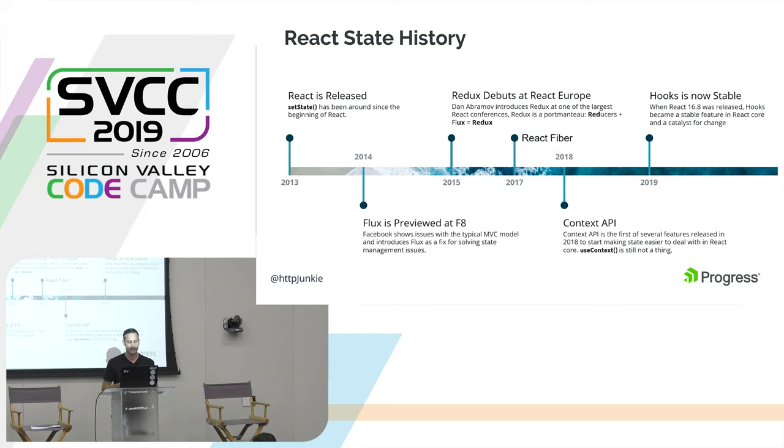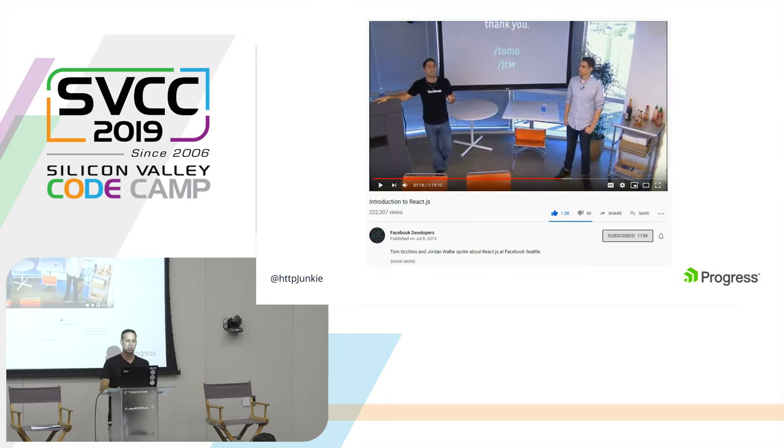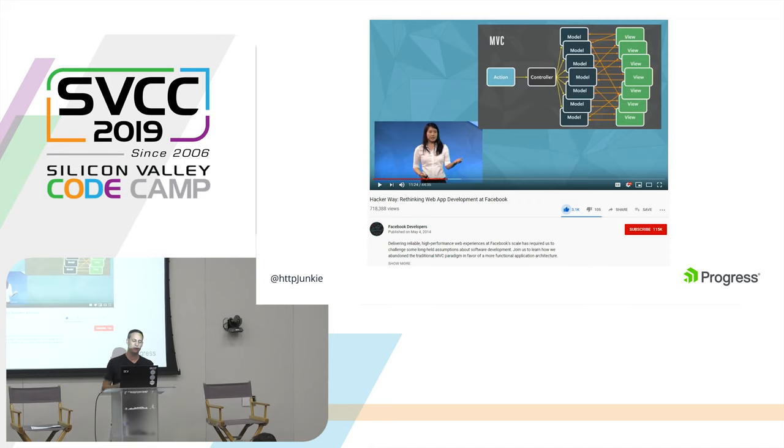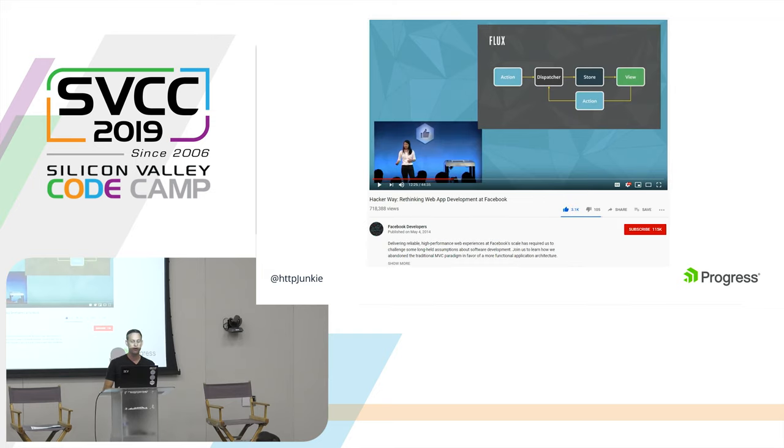In 2014, Flux was previewed at F8. Basically, Facebook had a big issue with using MVC, and as you can see, state is very hard to track in an MVC application with your models and views and everything. So short story, they came up with Flux and this action, dispatcher, store workflow, this one-way data flow.